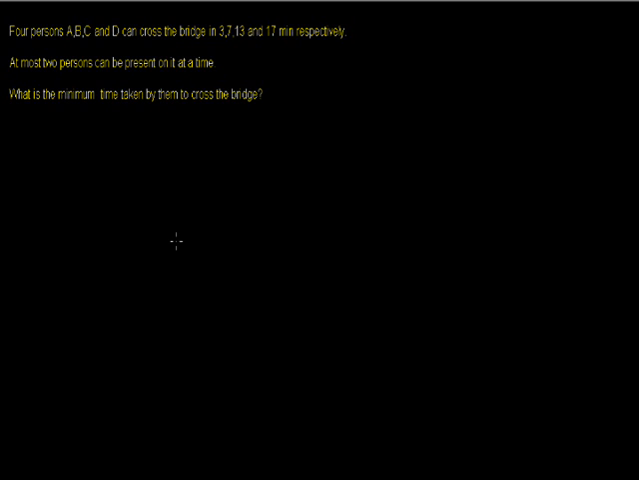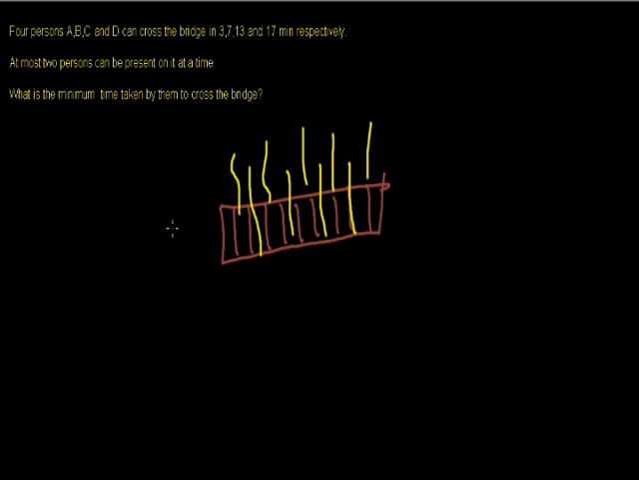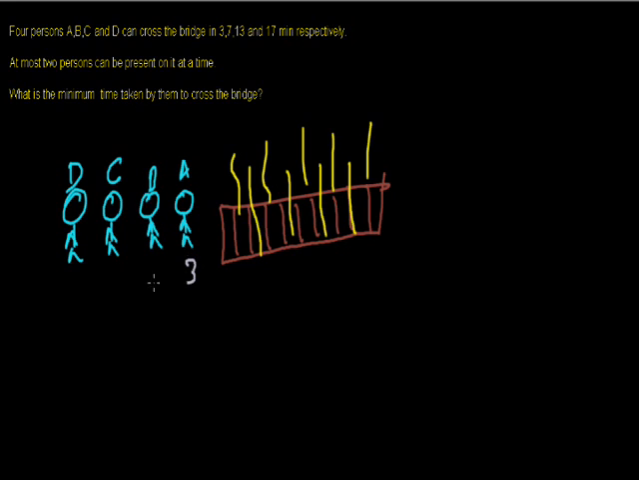What you have to find out is the minimum time taken by them to cross the bridge. So here you have the bridge and here are your people, A, B, C and D. A takes 3 minutes, B takes 7 minutes, C takes 13 minutes and D takes 17 minutes. At first sight it looks like a problem of hit and trial, but let me tell you that there is a logic behind this problem. So try solving it, and for help move towards this hint.